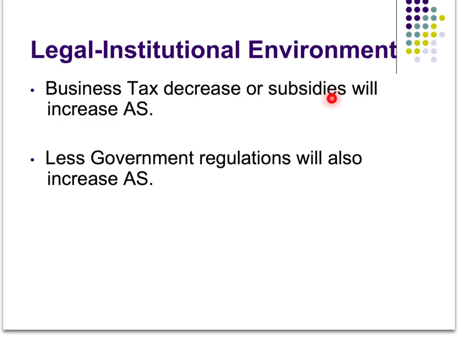Or if subsidies help businesses produce more, they give more money to the businesses, who then hire more workers, but also hire more capital to produce more goods and services. It's an increase in aggregate supply, an increase in output. If there are less government regulations, there are fewer hoops to jump through, and this will also increase aggregate supply.